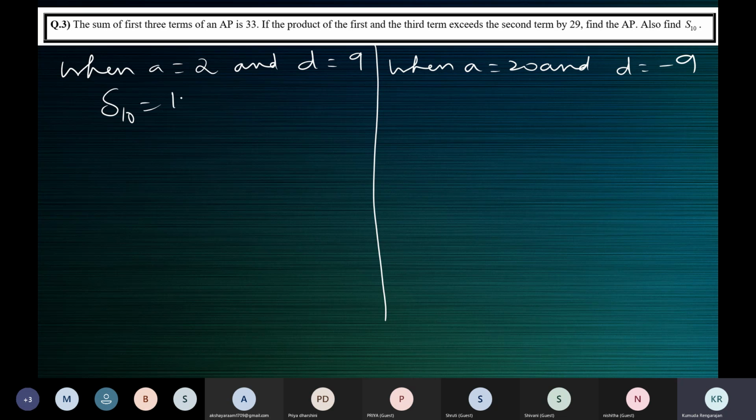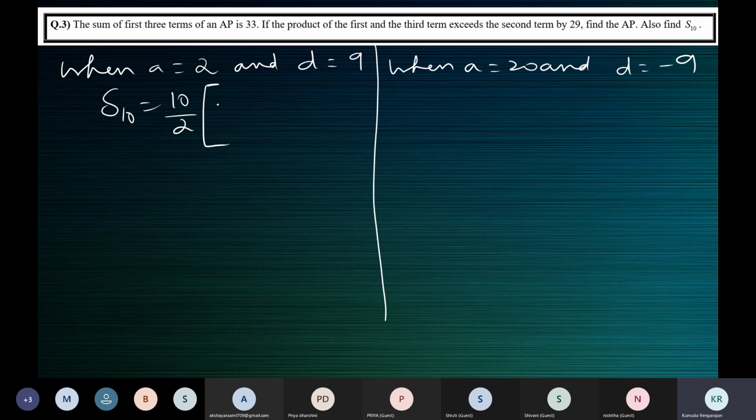So S10 is equal to n by 2, 10 by 2 of 2A. Correct? My A and D values, 2 and 9, 20 and minus 9, in case 1 and case 2 are correct, right? Okay, nobody wants to help me.